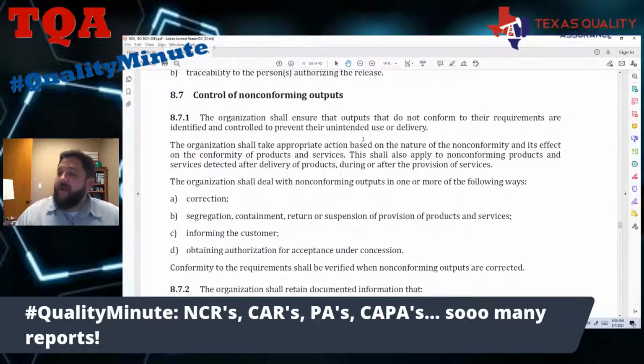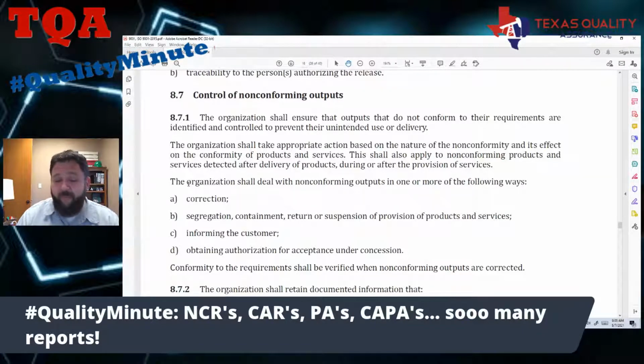So, control of non-conforming outputs. All right, non-conforming output, that's a pretty good term. We don't really need to diagnose and detail that term much better. So it says the organization shall deal with, and I love that term. I tell my kids, deal with it. So ISO tells us, deal with it. The organization shall deal with non-conforming outputs in one or more of the following ways.